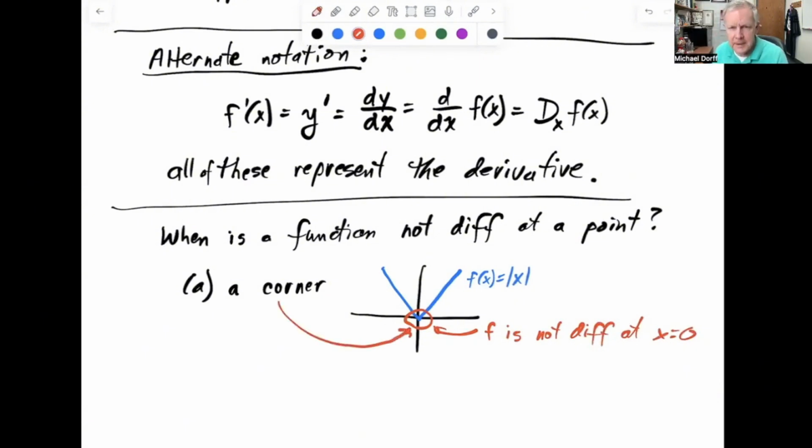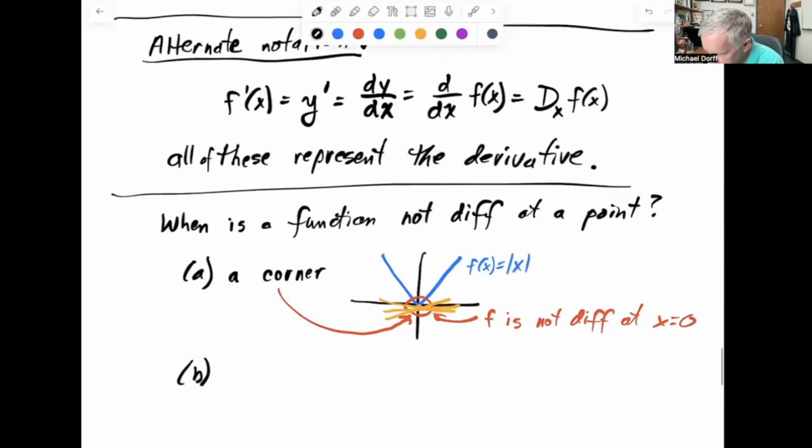If you think about one of the meanings of the derivative, if I have a graph of a function, the derivative represents the slope of the tangent line. If I tried to draw the tangent line at that point, what would it be? Is that the tangent line? Or is that the tangent line? Or that one? We don't know, because all of those could possibly be the tangent line. So at a corner, the function doesn't have a derivative.